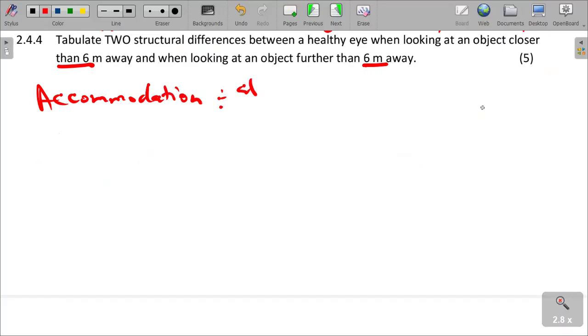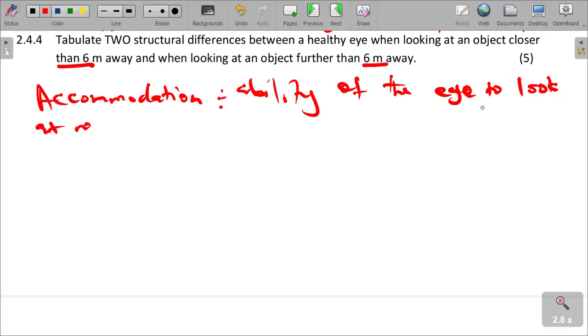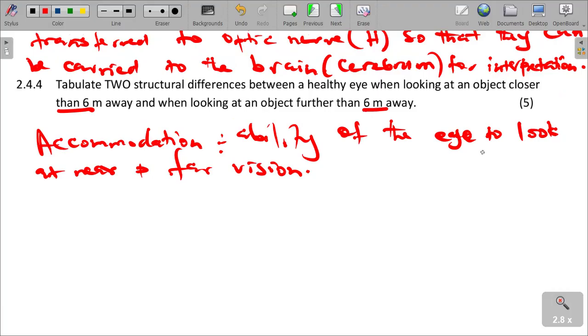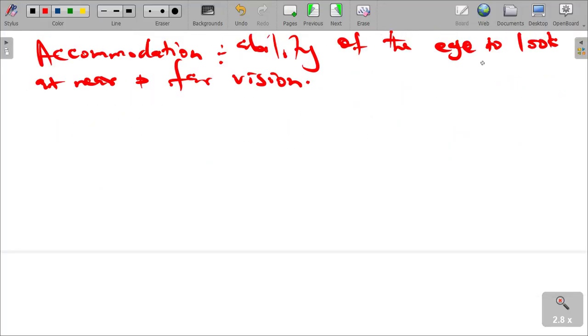Accommodation: the ability of the eye to look at near and far vision. That is accommodation. Now what we need to do is differentiate between near and far vision: objects closer than 6 meters and objects further than 6 meters.